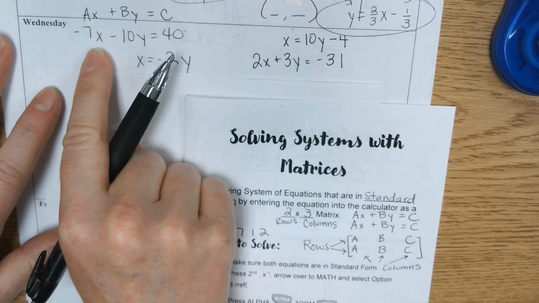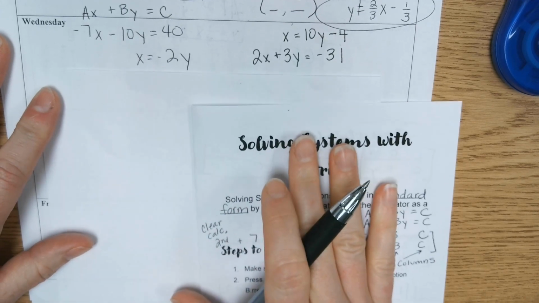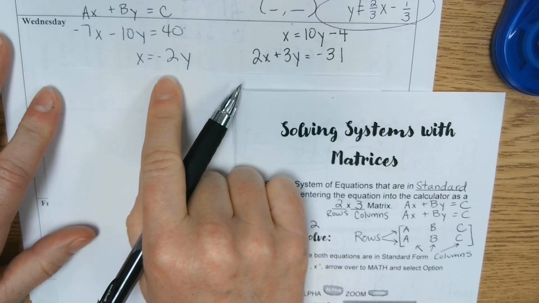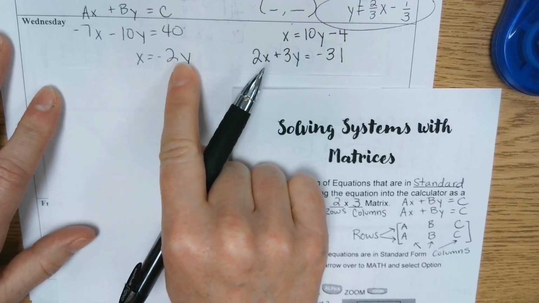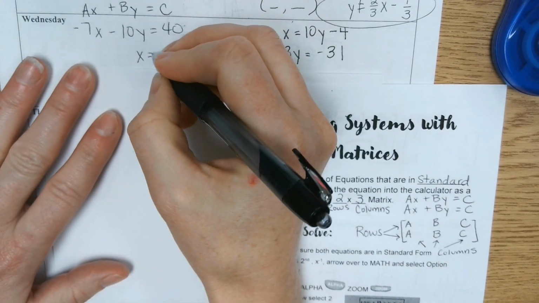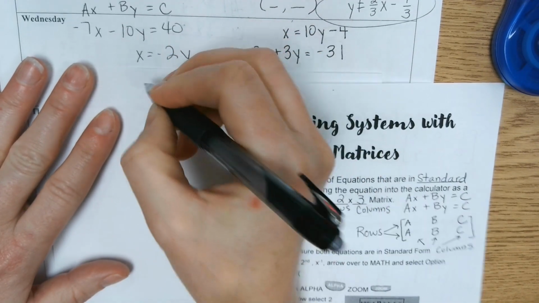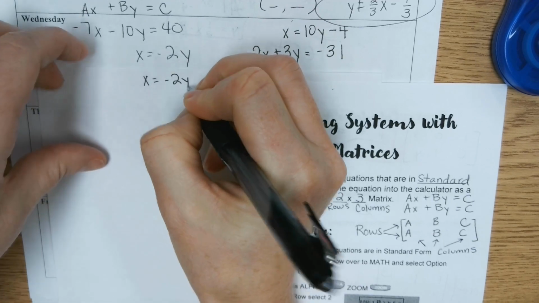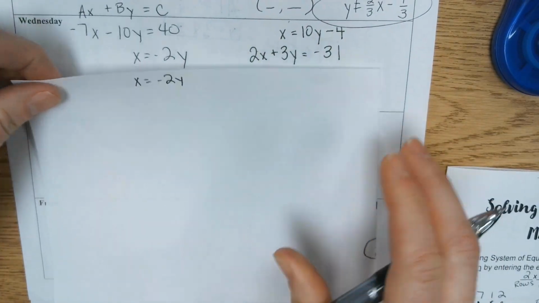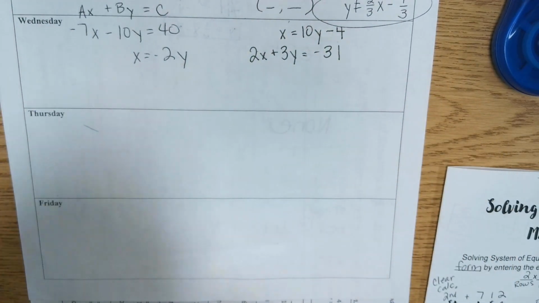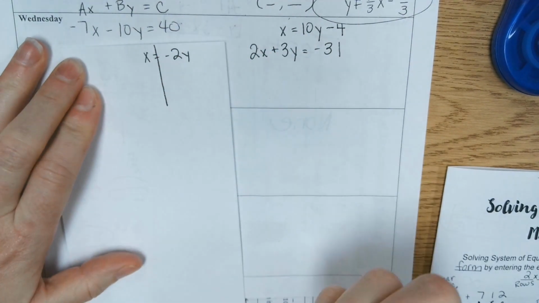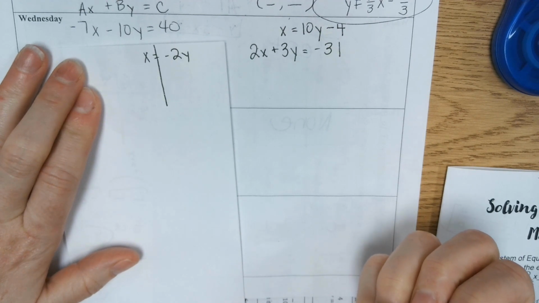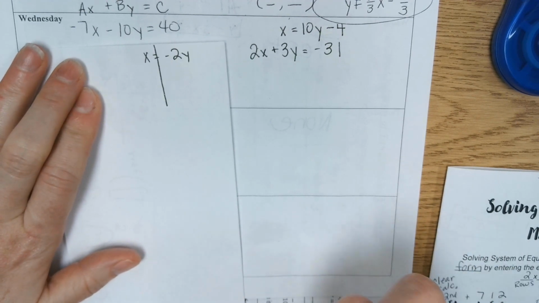So the first one is good. The second one is not. We've got to get this to say AX plus BY equals C. So we've got to move it. Anytime, go ahead and draw your line down your equal sign. Anytime you move something across the line, you have to change its sign. Move across the line, change the sign.